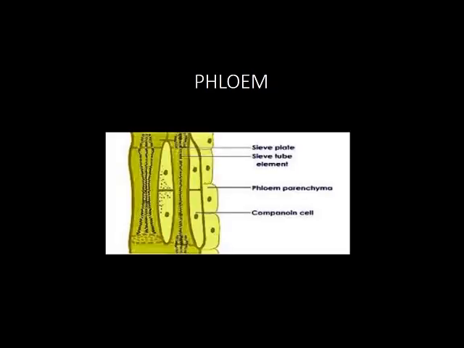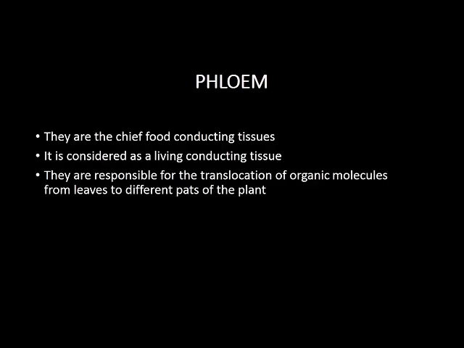Now, children, the next complex permanent tissue is phloem tissue. Phloem is a part of vascular bundle. It is also called vascular conducting tissue. Do not get confused with the name. Its main function is, children, it helps in the translocation of food molecules. Translocation. Now, what is this word translocation?